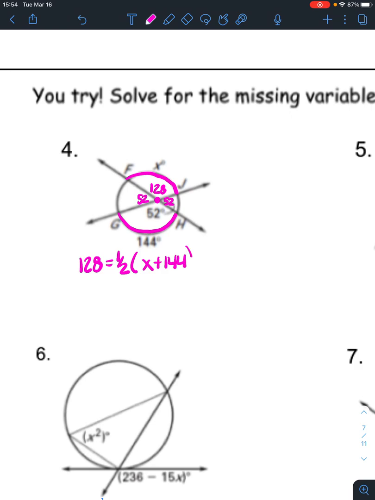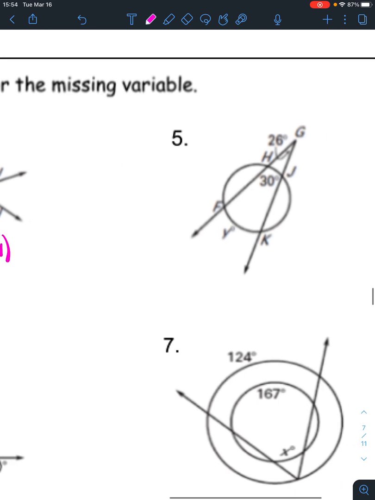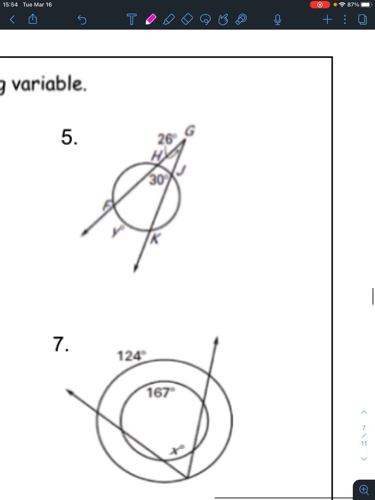Well, the arcs are x and 144, so I'm going to add them together. Again, multiply by 2 all the way through, so you get 256 is equal to x plus 144, and solve, and you get that x is equal to 112. So x is equal to 112. Those are the two that you would average, 144 and 112, and that would give you 128.